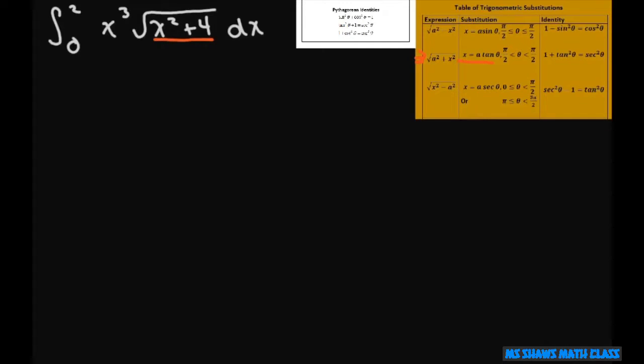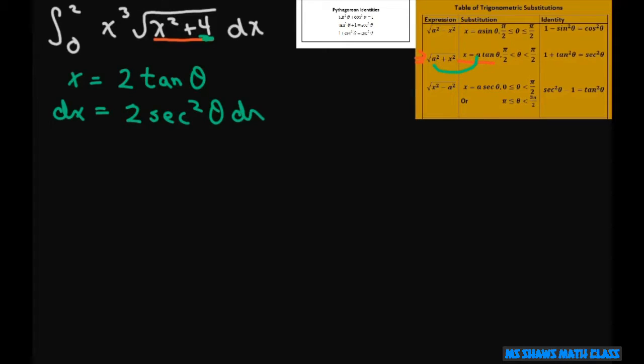So we're going to use substitution, allowing x to equal 2 tan of theta. And the reason we're using 2 is because 2 squared is 4. So you always want to let your a be the square root of whatever's here. So therefore, if x equals 2 tan of theta, then dx is going to be 2 secant squared theta d theta.